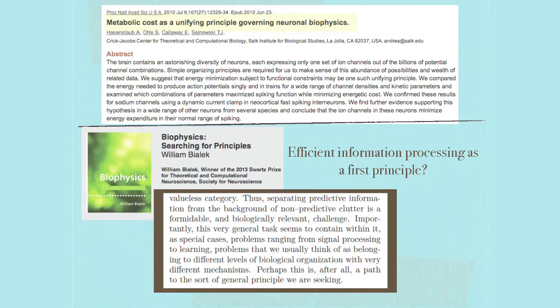Talking about these principles has a very long history, and I don't want to go into it, but I also want to point out that it's still quite modern. Just a couple of years ago, Terry Sejnowski's lab came out saying that metabolic cost may be the unifying principle governing neuronal biophysics. And Bill Bialek just published a book last year where he looks exactly for principles in biology, and he mentions that information processing is crucial for organisms, in particular separating predictive information from the background of non-predictive clutter is really important.